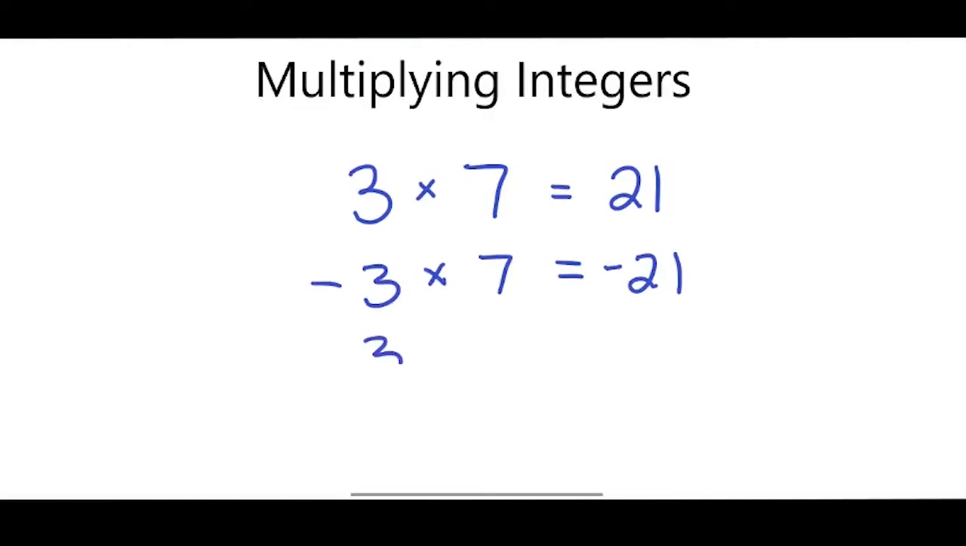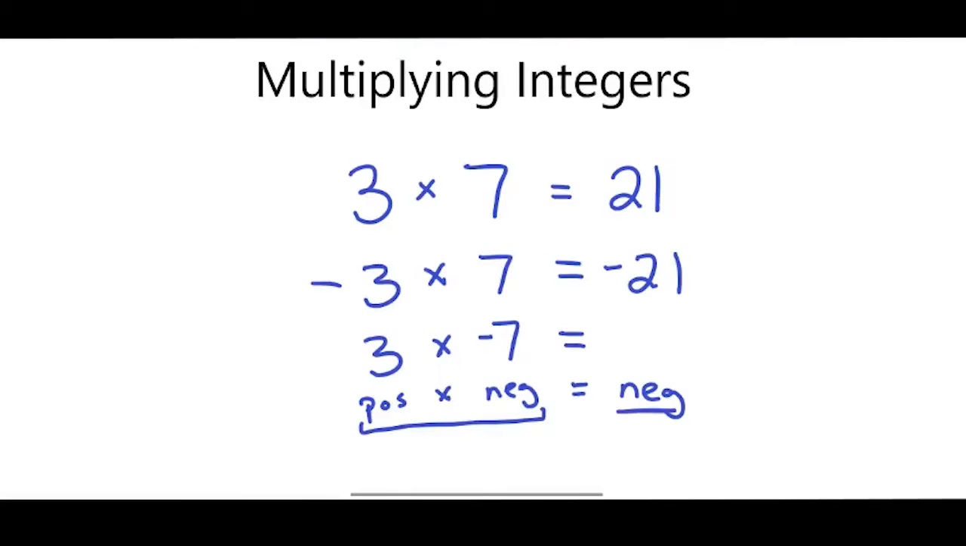In the same way, if I did 3 times negative 7, well, this one is positive. This one is negative. That means when I multiply a positive number times a negative number, I'm going to get a negative number. So when we have different signs, we get a negative answer. So 3 times negative 7 is negative 21.